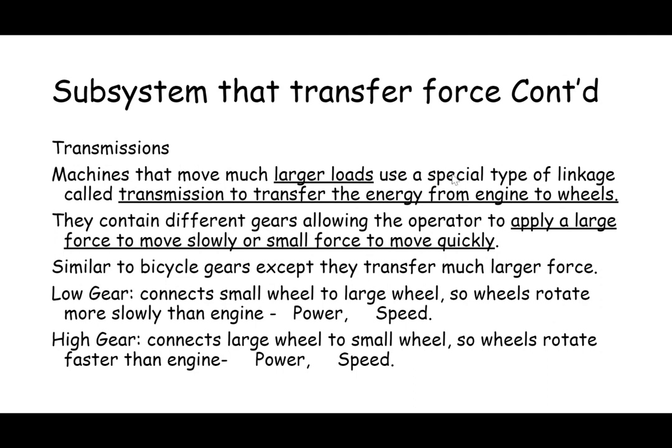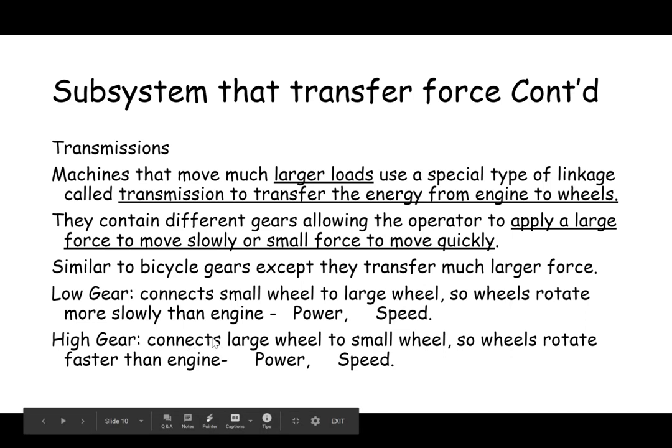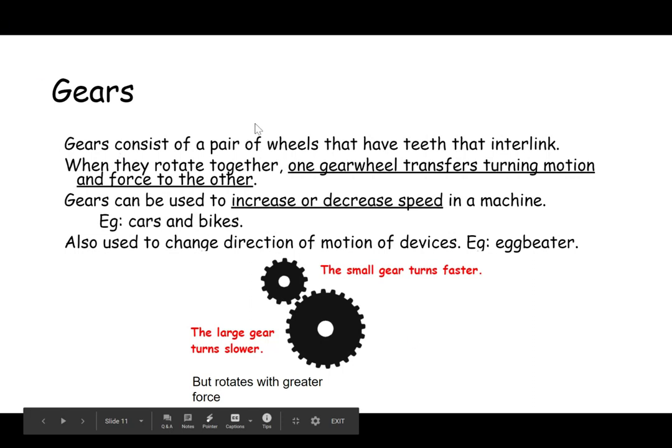Transmissions. Machines that move much larger loads use a special type of linkage called a transmission to transfer the energy from engine to wheels. They contain different gears, allowing the operator to apply a large force to move slowly or a small force to move quickly. Similar to bicycle gears, except they transfer much larger force. The low gear connects the small wheel to the large wheel, so wheels rotate more slowly than the engine, giving power. The high gear connects the large wheel to the small wheel, so wheels rotate faster than the engine, giving speed.